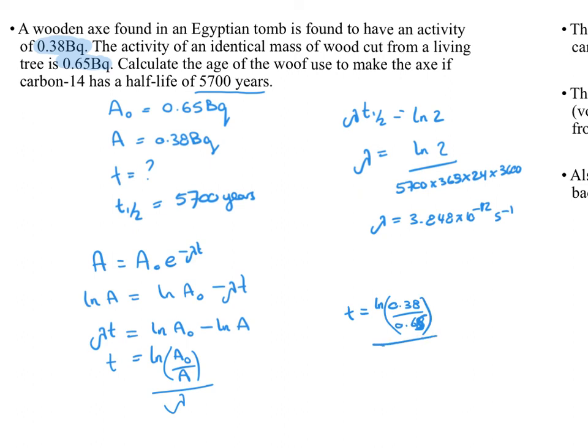Divide that by the lambda, and that should give me a time of 1.395 times 10 to the 11 seconds, or if I change that time to years, the time will be about 4,400 years. So that's a very old wooden axe that was found.